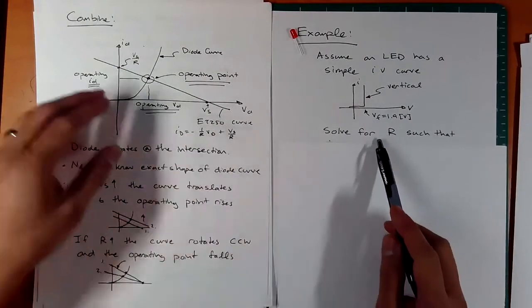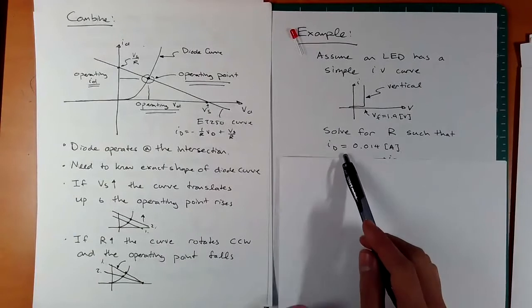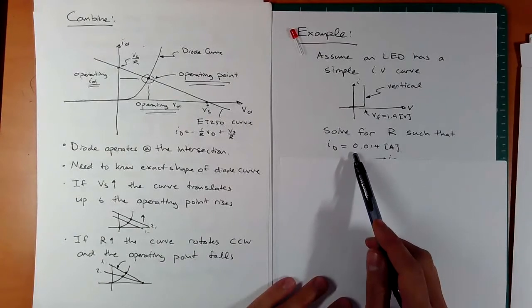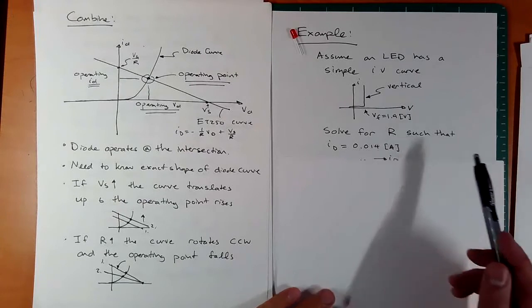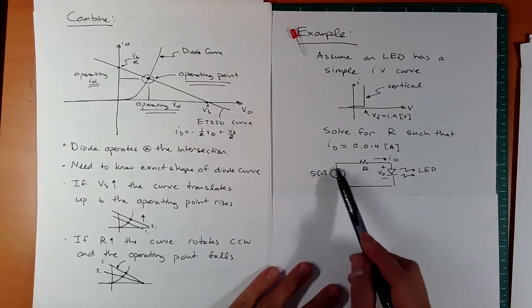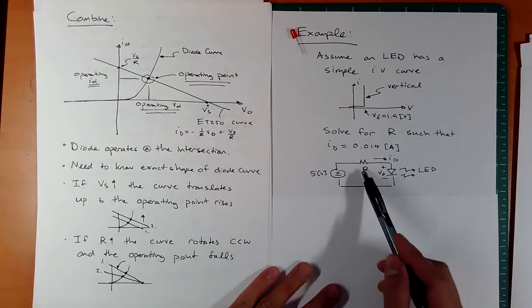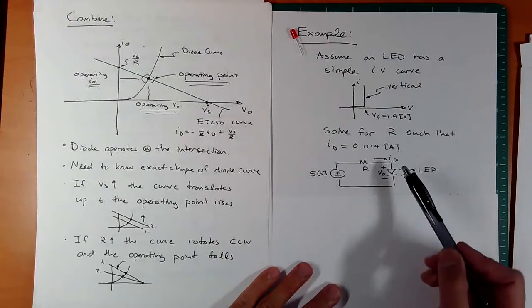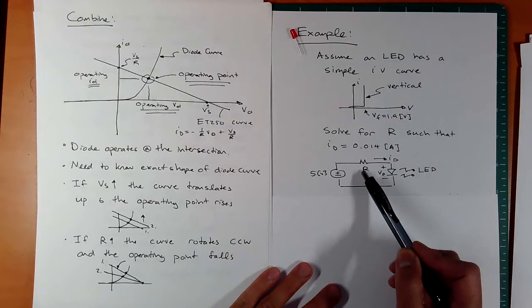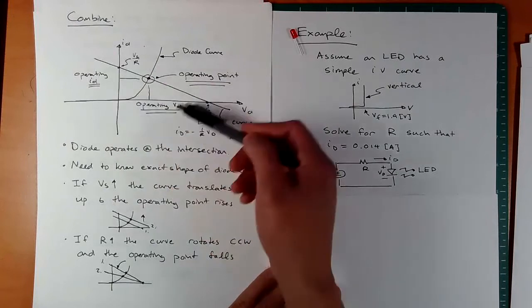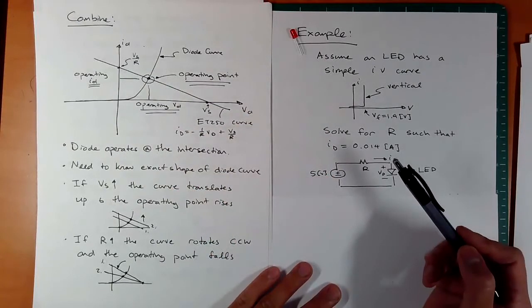And let's say we want to solve for R such that the current running through it is 14 milliamps or 0.014 amps. So here's our circuit. Let's say we have a 5-volt source, we have a resistor, we have our LED, and we want this current to be 0.014 amps. We don't know what this resistance is. Could we use our simple load line analysis to figure it out?